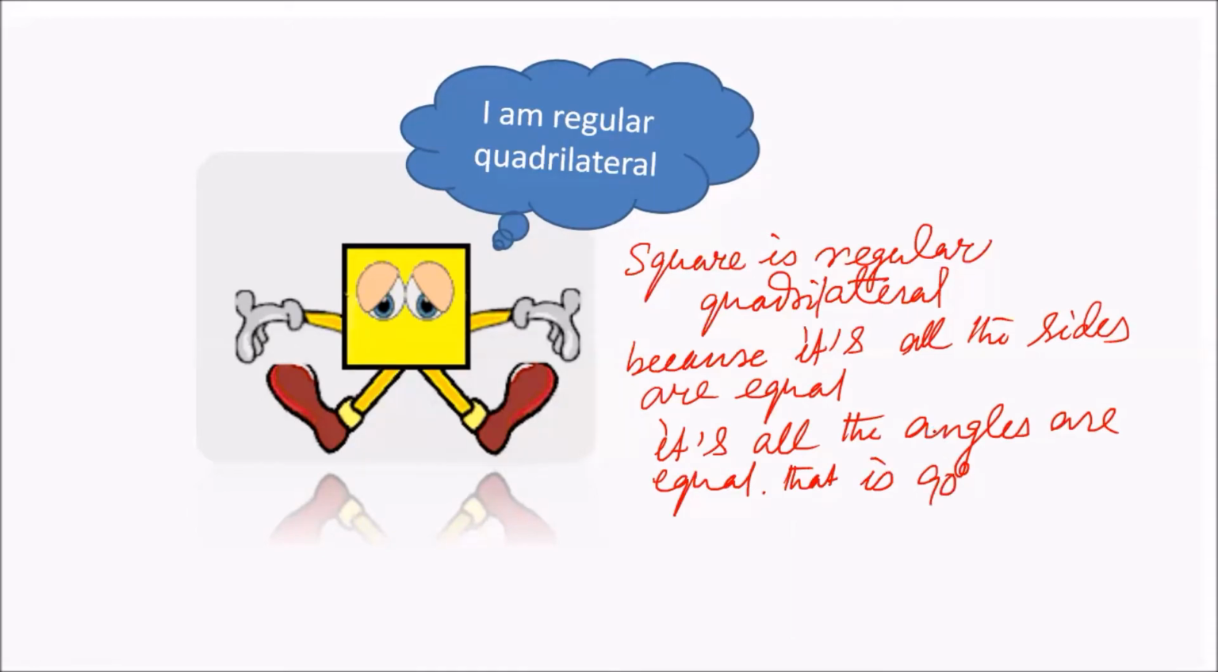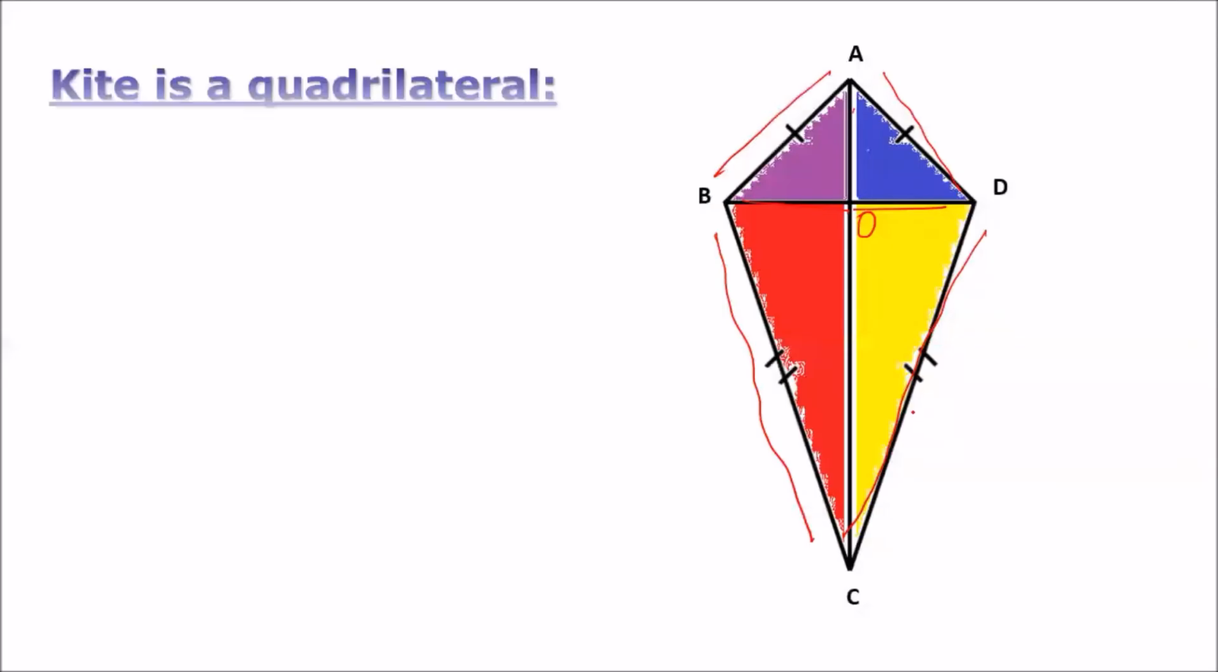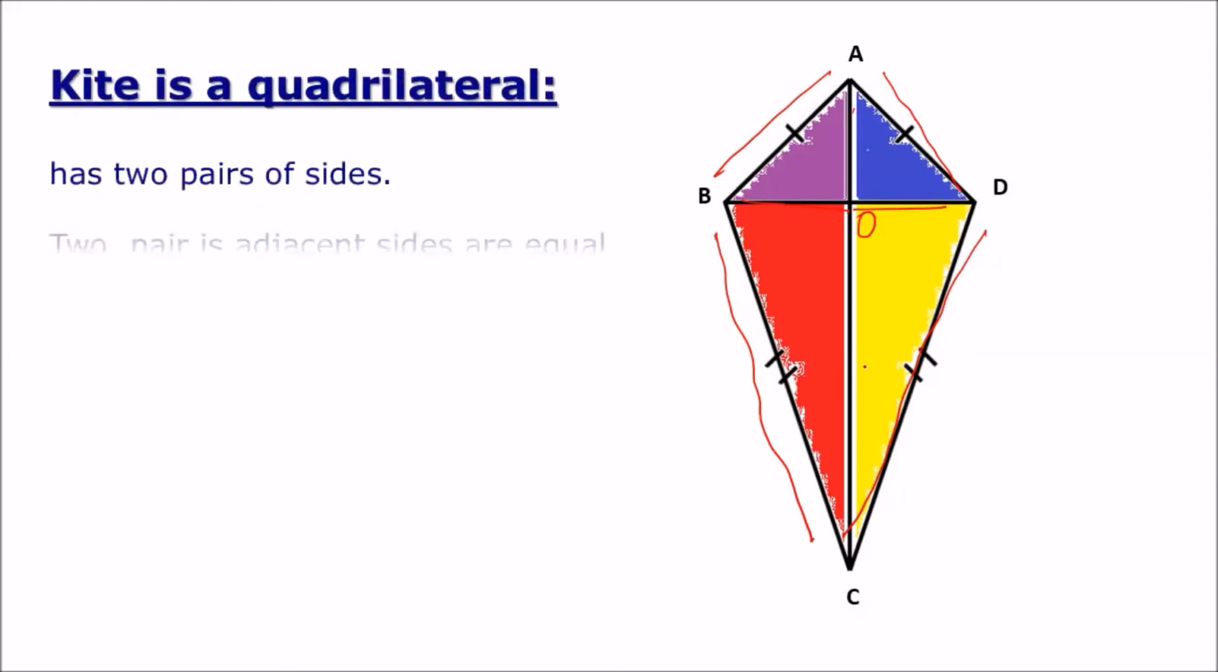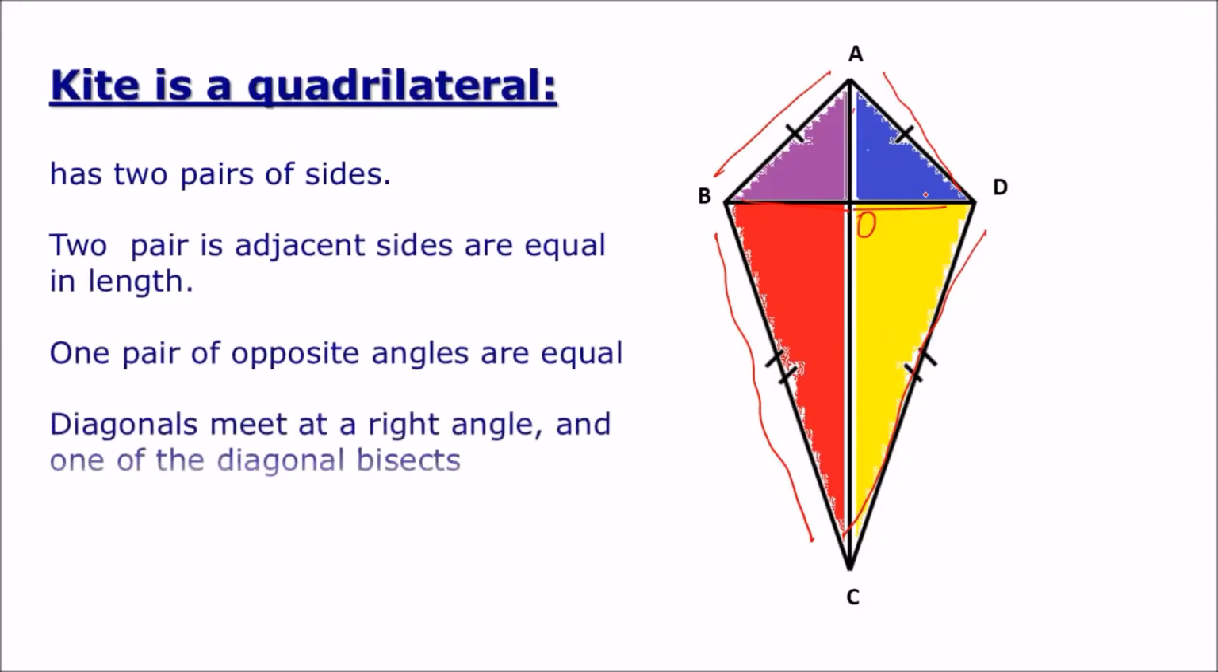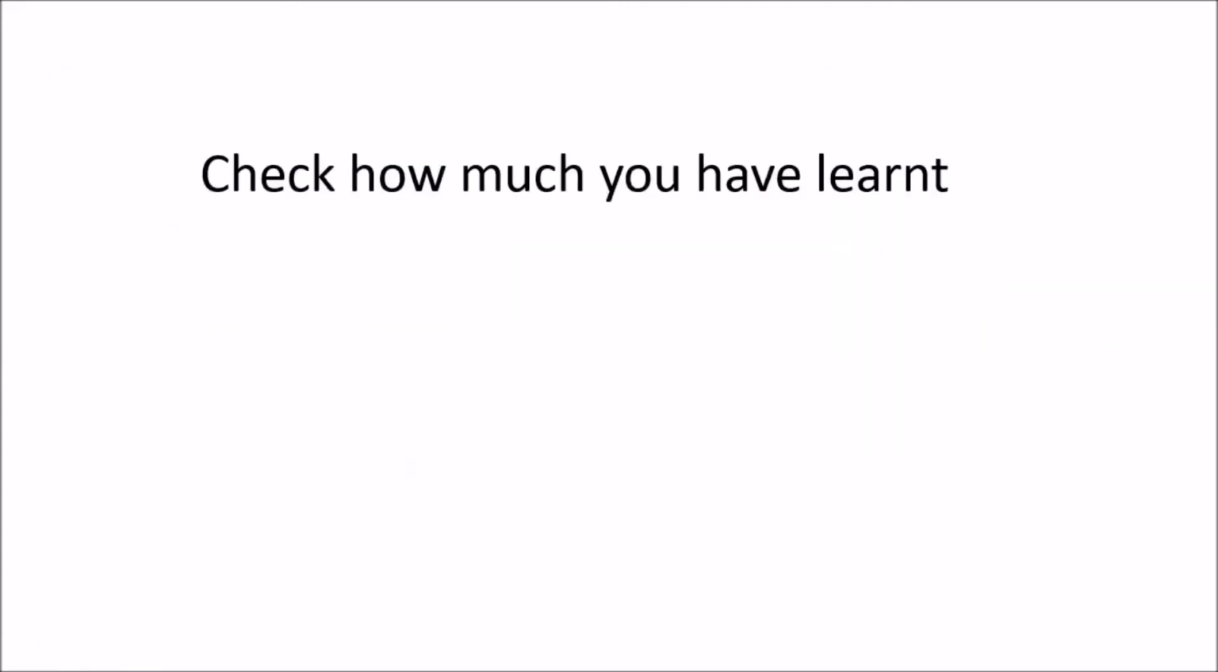Then coming to the kite. A kite is also a quadrilateral. It has two pairs of sides where the adjacent pairs are equal. AB is equal to AD, BC is equal to CD, and the diagonals cut at right angle, and one of the diagonals bisects at O, the other does not bisect. So I hope you have understood. Let's go for a quiz.